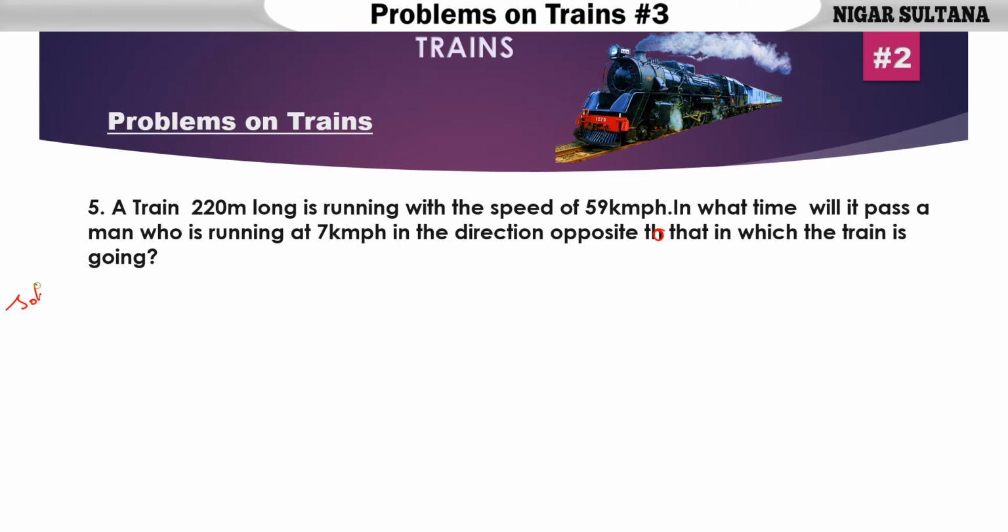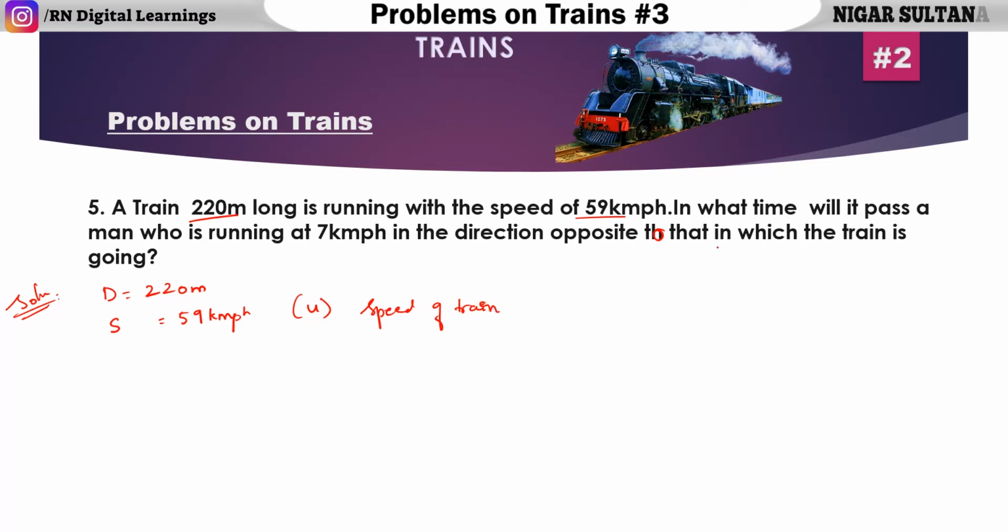How will you write the solution? First write down what is the data given. So distance of train is how much? 220 meter. Next, what is the speed of the train? Speed of the train is 59 km per hour. So this is my U, speed of train. Next, a man who is running, so another speed we have, this is 7 km per hour. So let's consider this as V, speed of man.